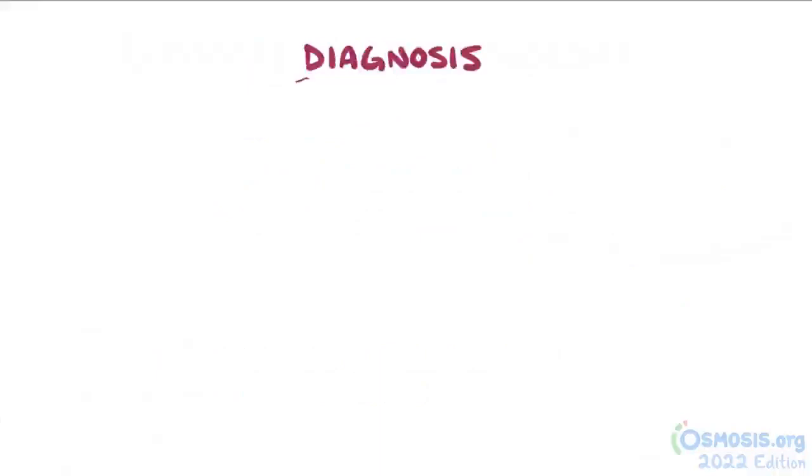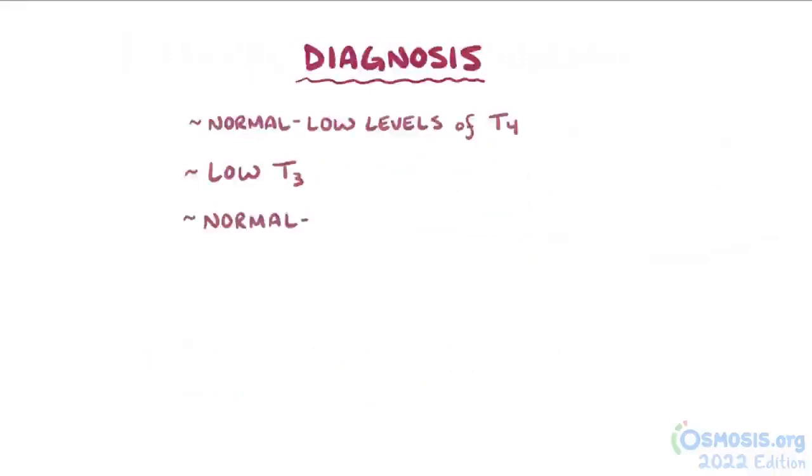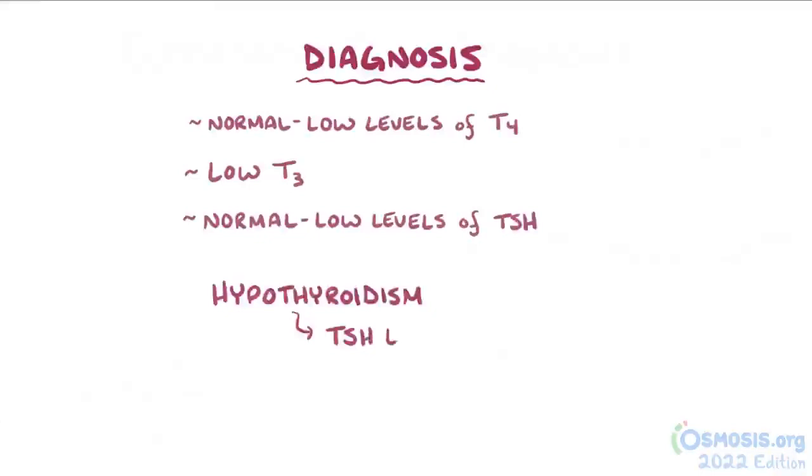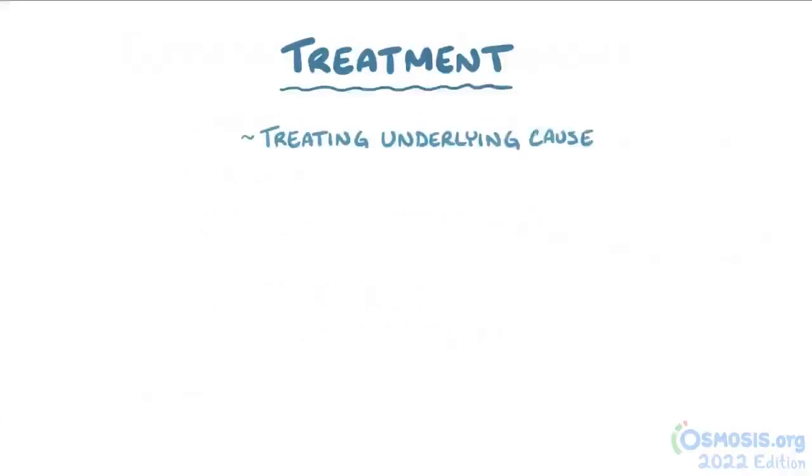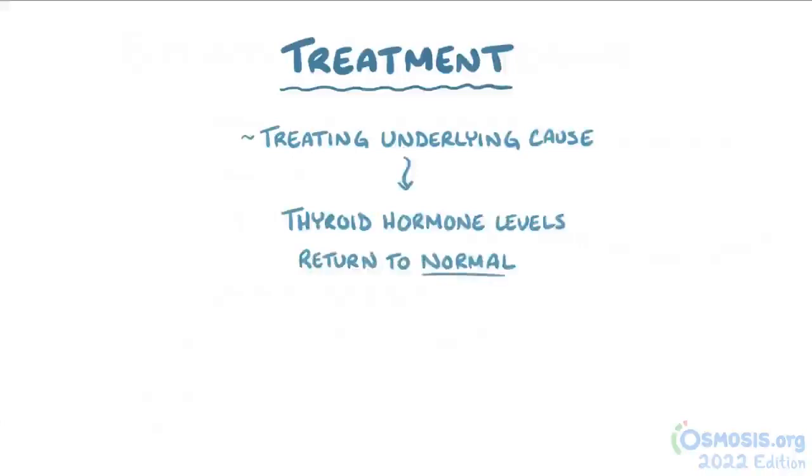In diagnosing euthyroid sick syndrome, there's normal to low levels of T4, low levels of T3, and normal to low levels of TSH, whereas in hypothyroidism, TSH levels are usually elevated. The treatment of euthyroid sick syndrome is based on treating the underlying cause. Once the cause has been treated, thyroid hormone levels return to normal.